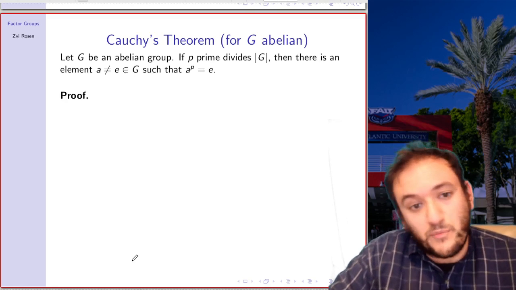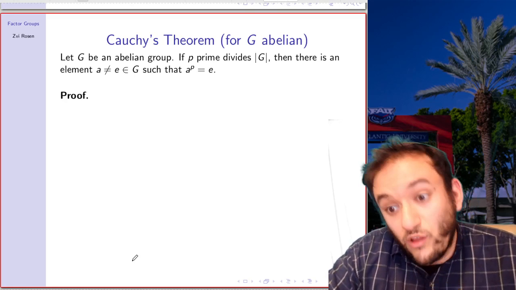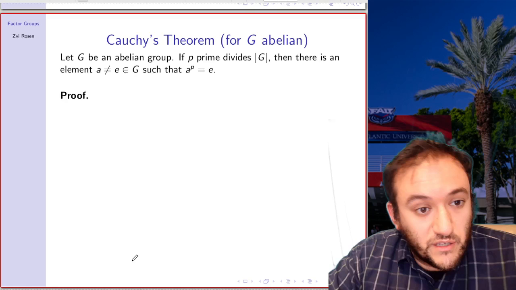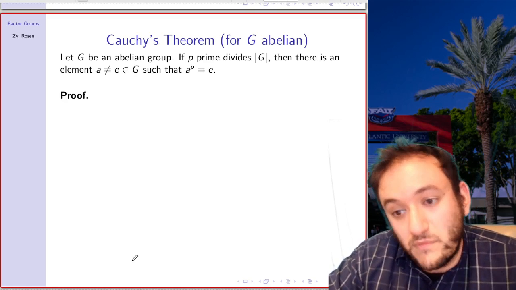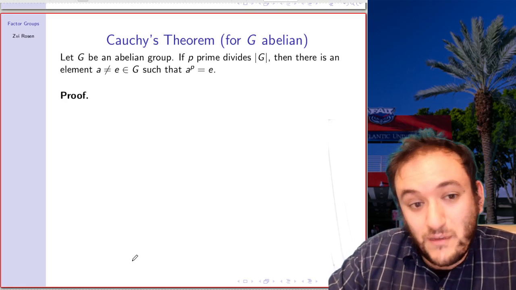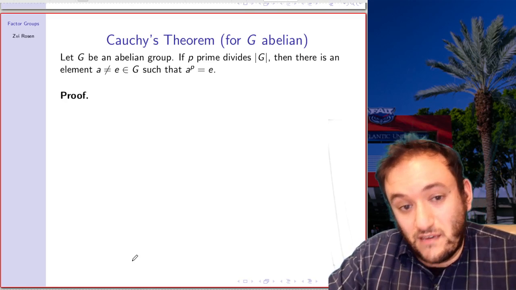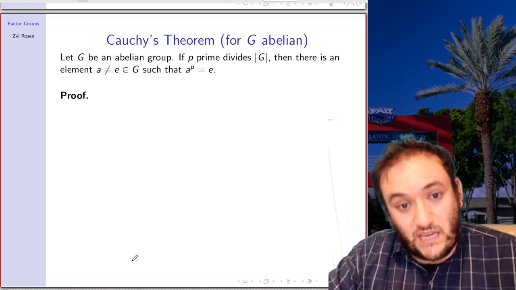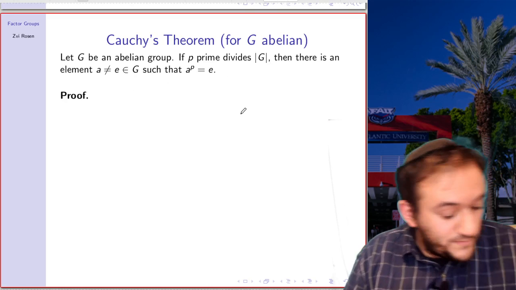Okay, I'm going to prove Cauchy's theorem for abelian groups. It's true for all groups, but we're just going to prove it in the case of an abelian group. Let G be an abelian group. If a prime P divides the order of G, then there is an element A not equal to the identity in G such that A to the P equals E. In other words, the order of A equals P.